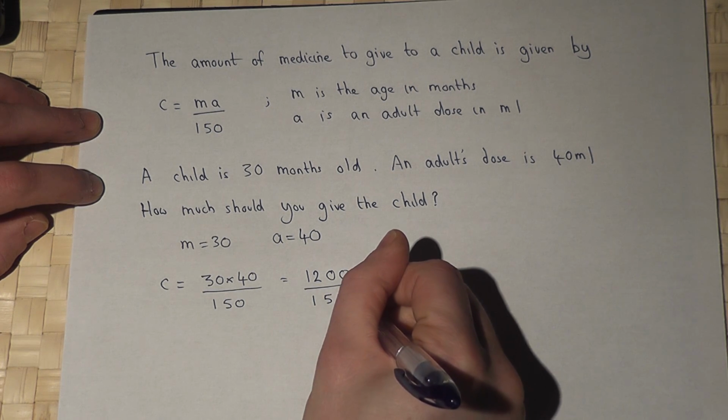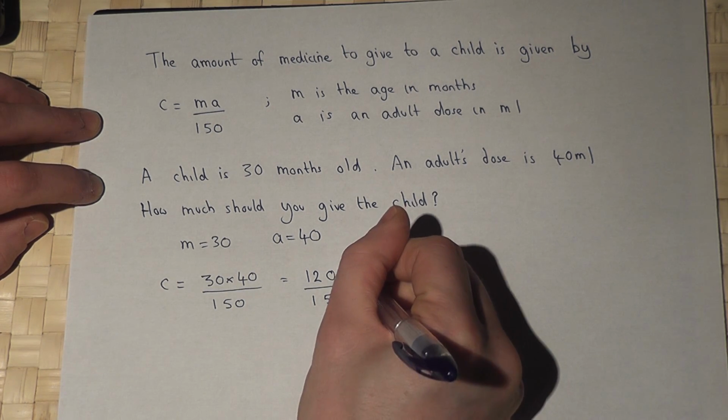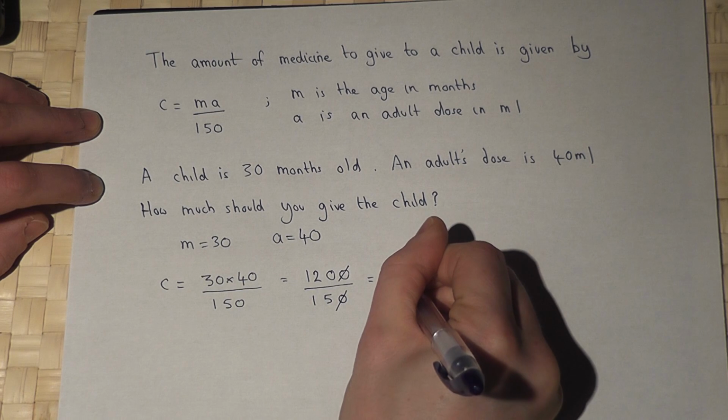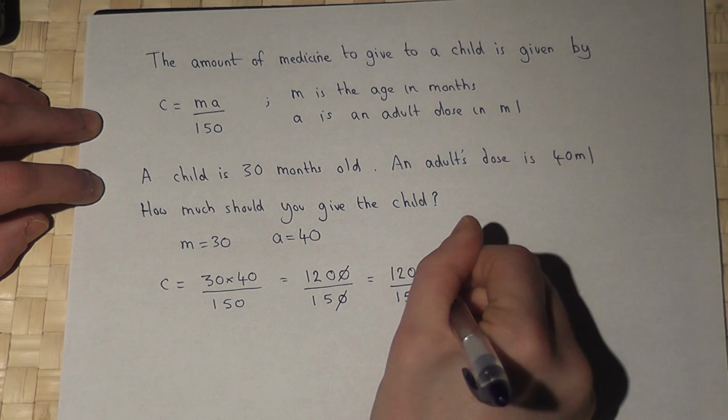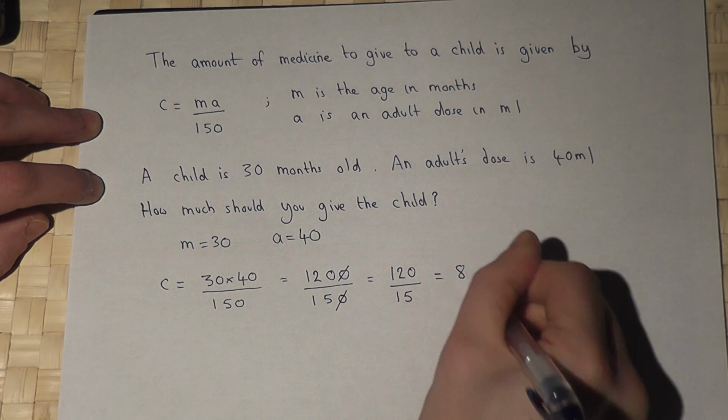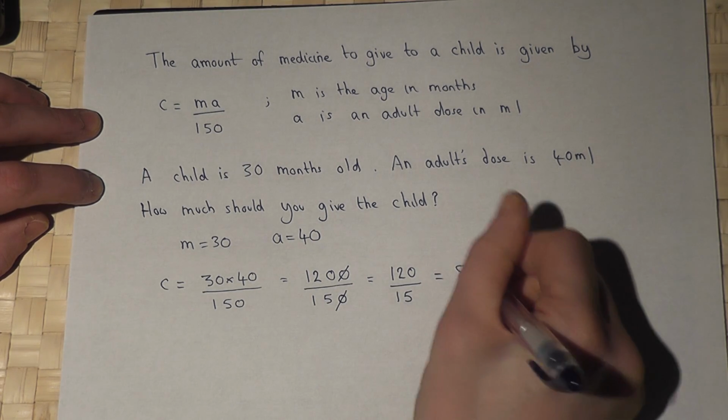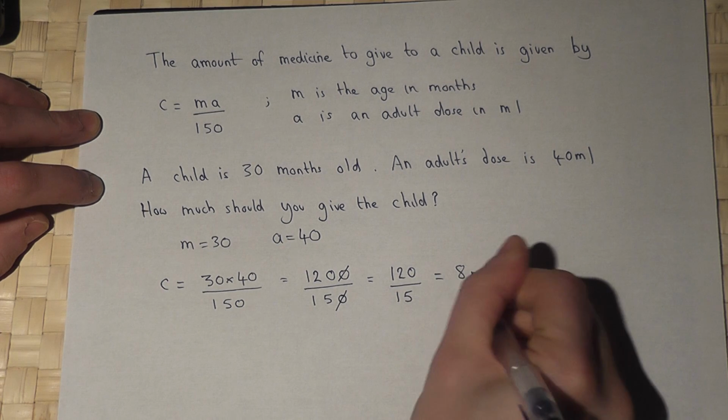I can cancel off one of those zeros with one above, so 120 all over 50, which works out to be 8. So a child therefore needs 8 millilitres of medicine.